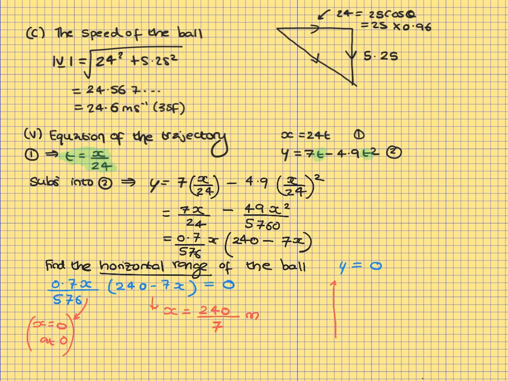So remember, this is where the projectile strikes the ground again and has a y-coordinate of 0. There are two places where the y-coordinate is equal to 0. One is at the origin, one is at the very end of the journey, and this horizontal distance travelled, or the x-coordinate at this point, which we've worked out to be 240 over 7, is equal to the range.